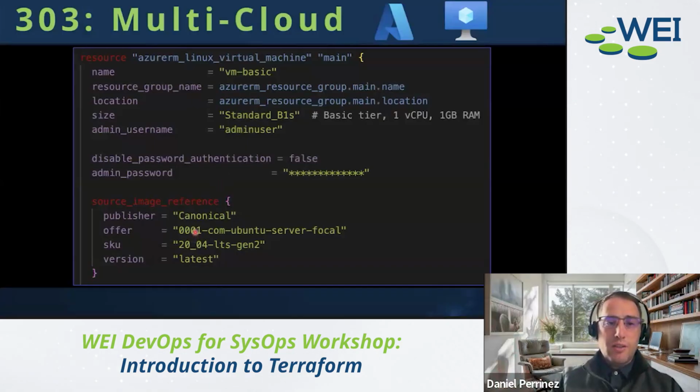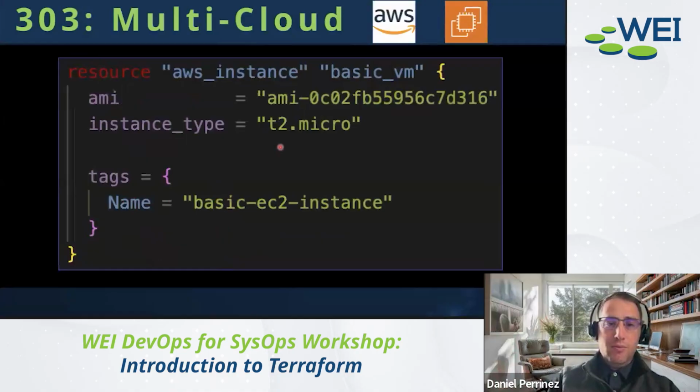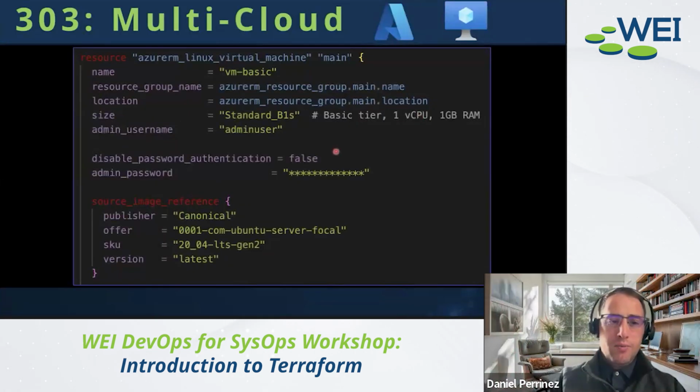Here's your source image, right? So remember we had an AMI image before in the last example, and we could just put quotes around an exact hash number. Well, in here, there's a little bit more. So publisher, canonical, right? It's an Ubuntu server. It's got a SKU number, version latest.